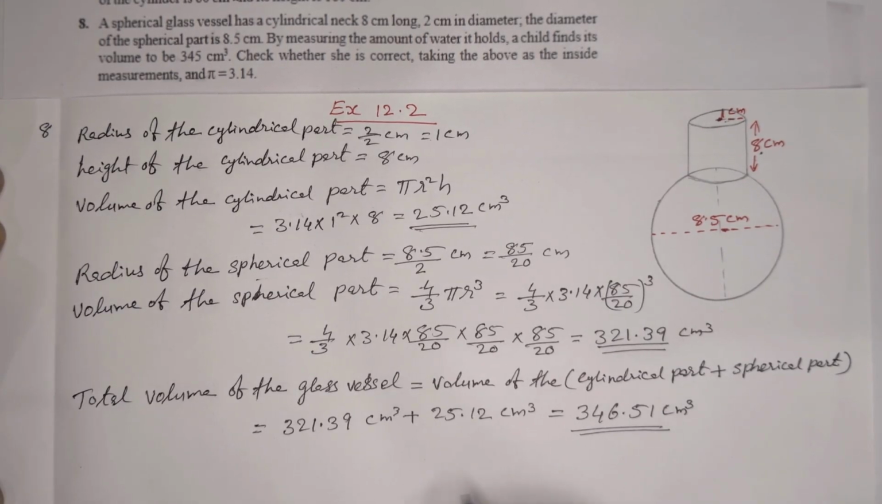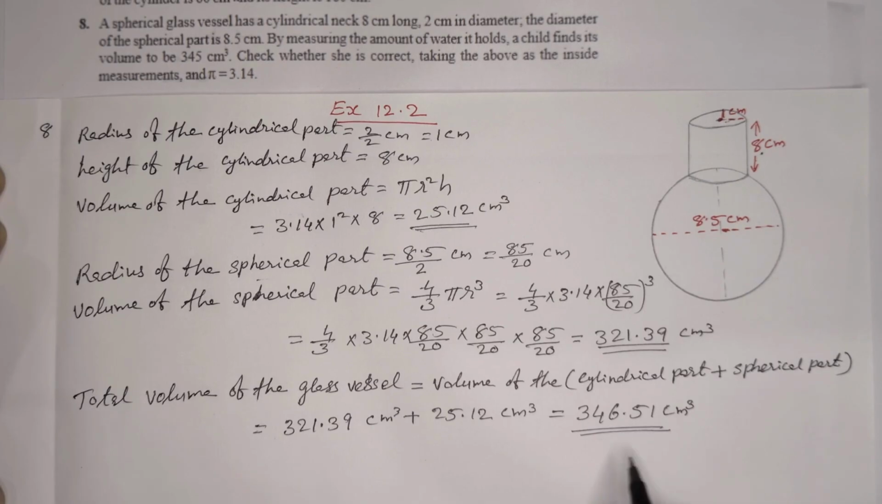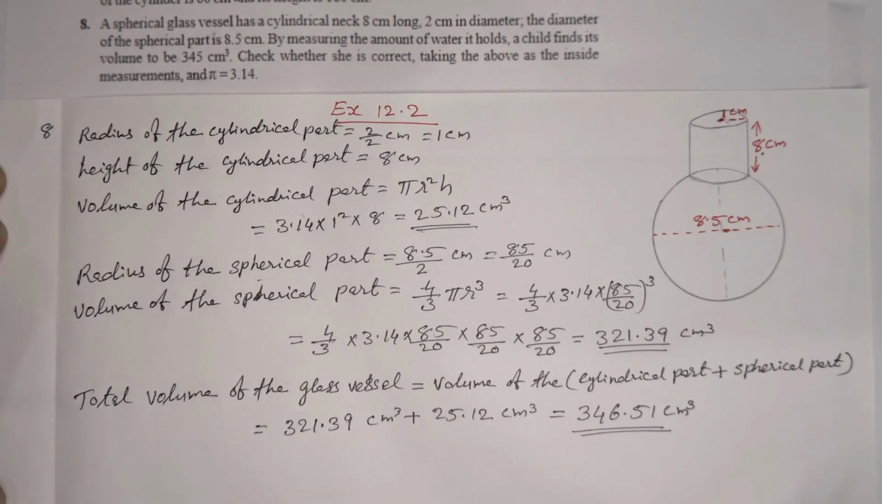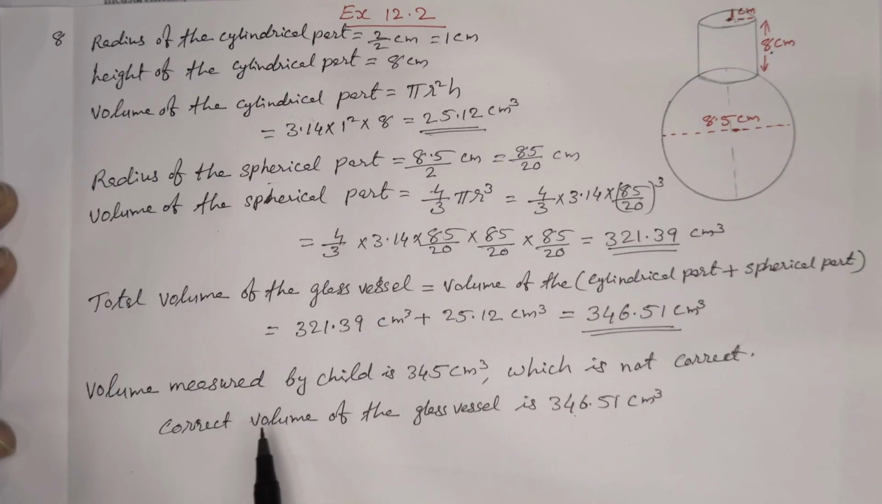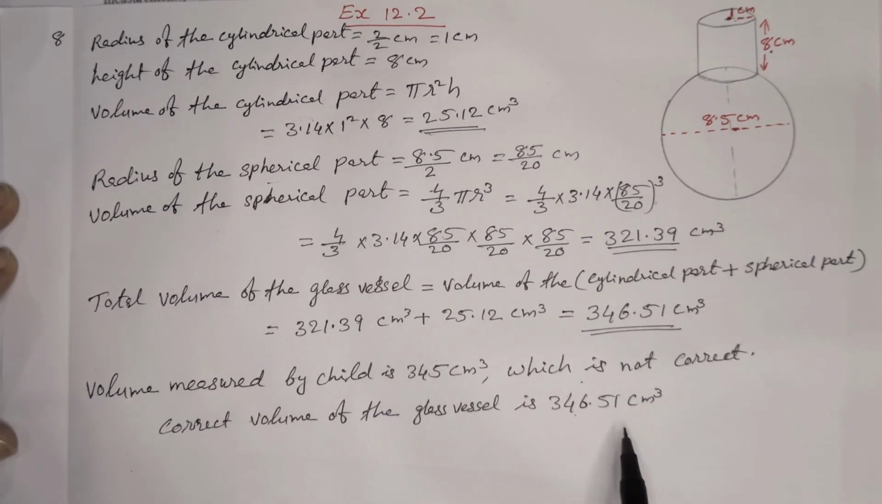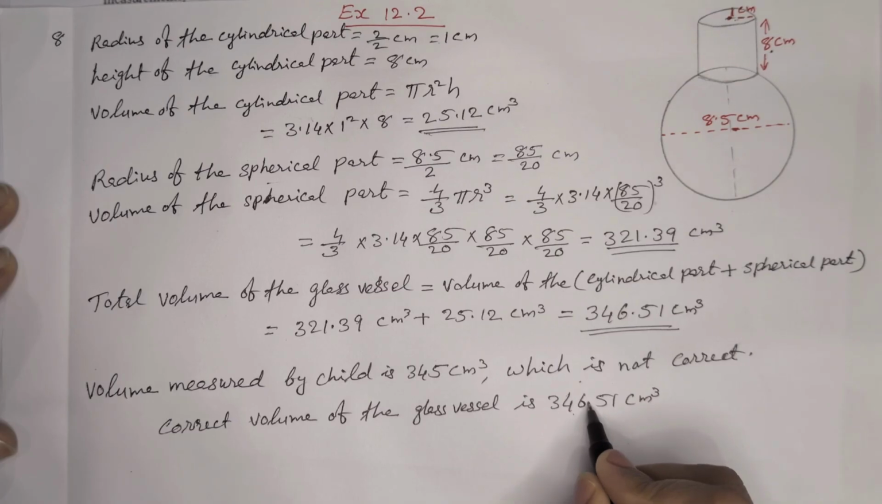So we can write that this is not correct. The correct volume is 346.51 centimeter cube. So we can write: volume measured by the child is 345 centimeter cube, which is not correct. Correct volume of the glass vessel is 346.51 centimeter cube.